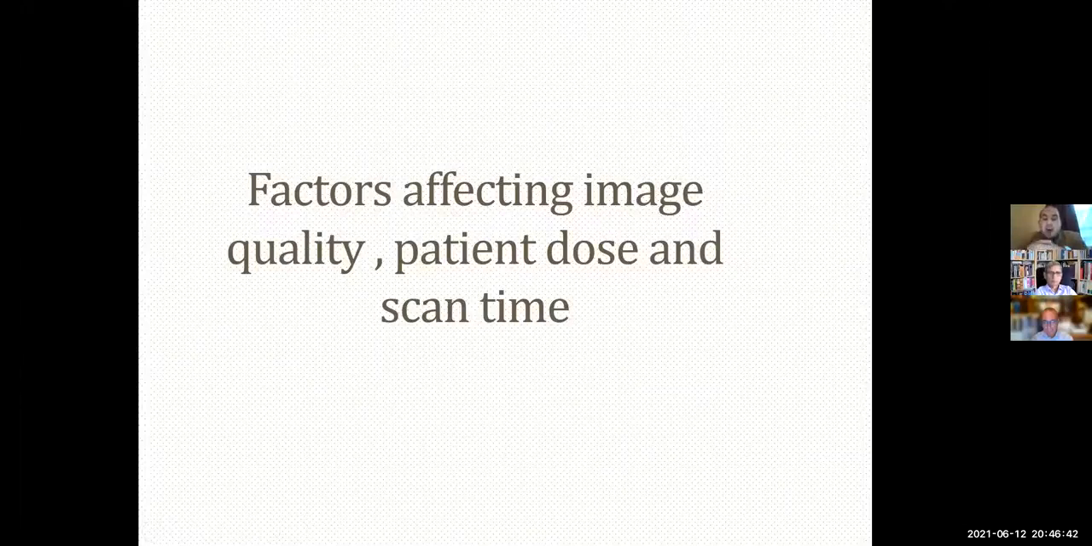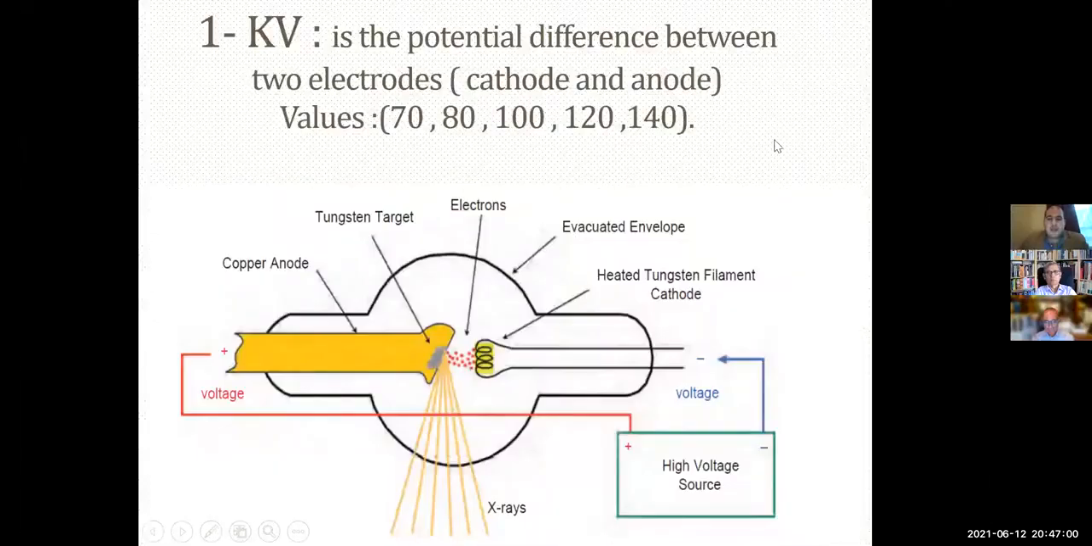Factors affecting image quality, patient dose, and scan time. I want you to keep in mind a very important thing: we have 6 acquisition parameters affecting patient dose, image quality, and scan time. Okay, 6 acquisition parameters. Let's start with kV. That's the first one.